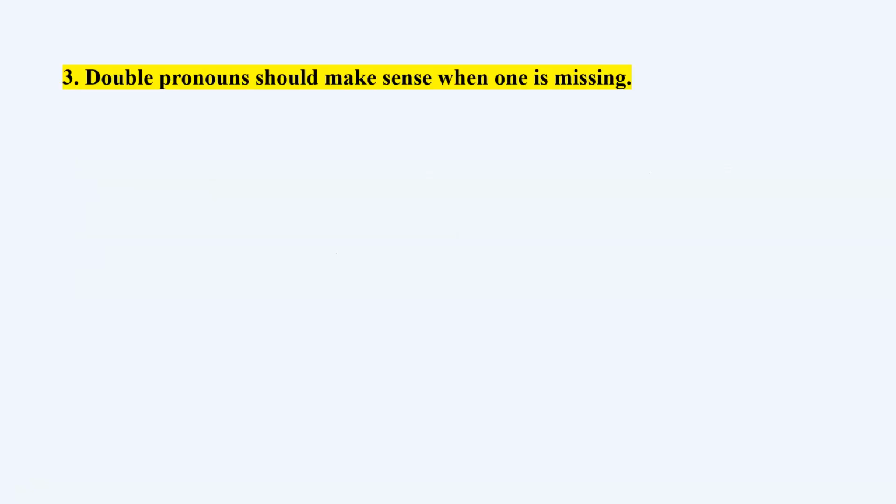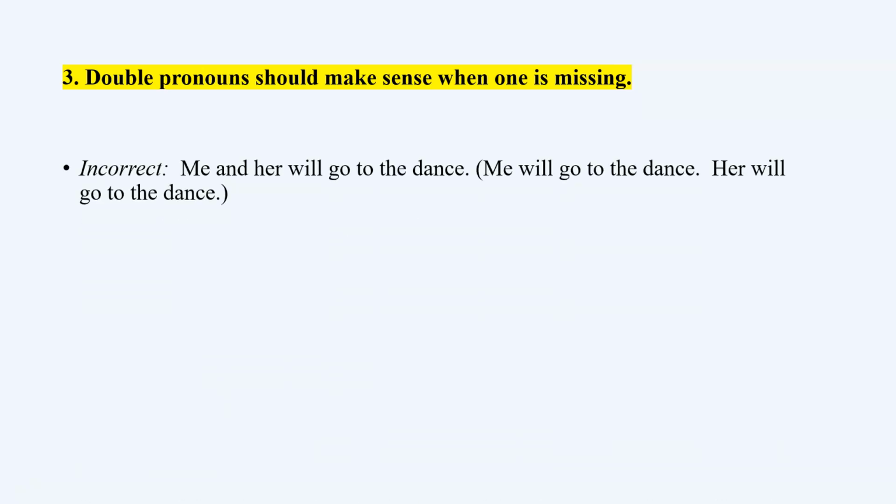Double pronouns, this is a good one, should make sense when one is missing. This means if you read the sentence with just one of either of the pronouns, that sentence should make sense. Let me demonstrate. Me and her will go to the dance. That's incorrect. Me will go to the dance. Her will go to the dance. Nope, that's how you check.